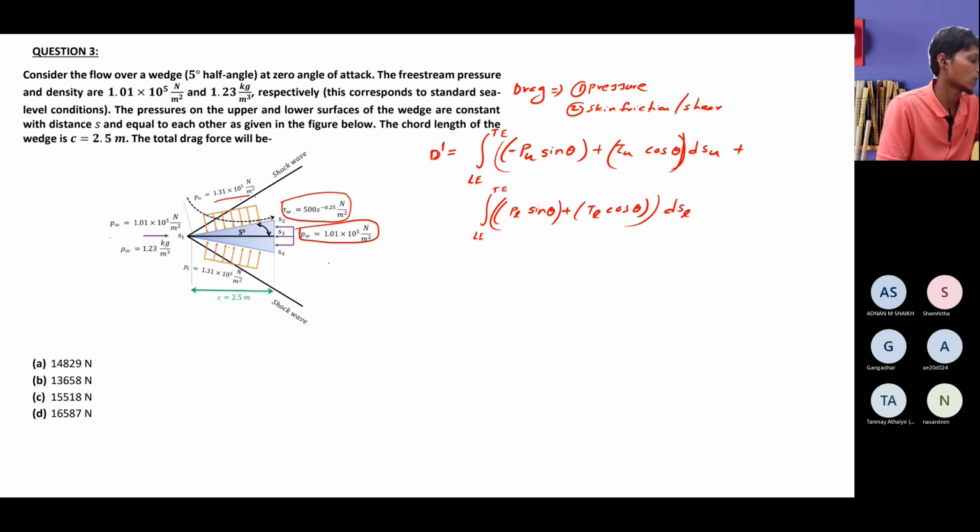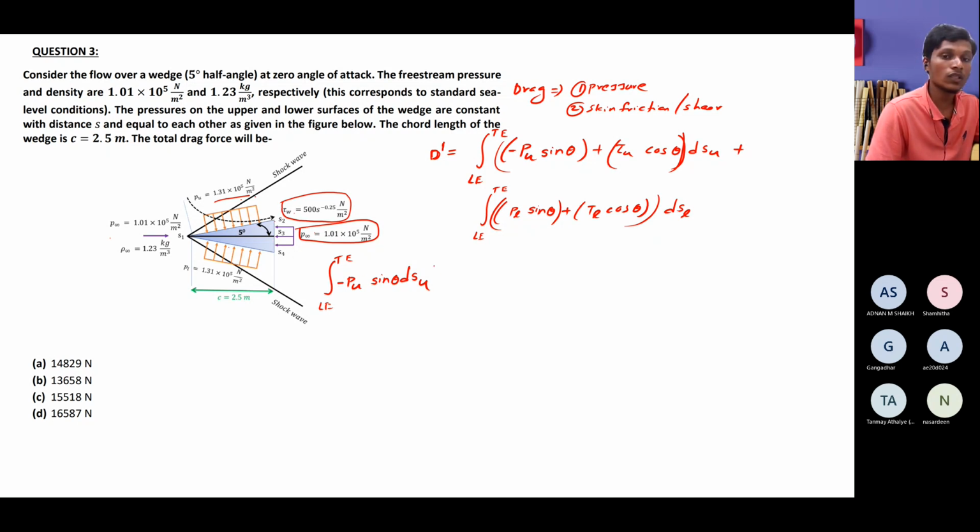So let's divide the pressure and shear stress components to solve this simply. Let me write the pressure component, from the leading edge to the trailing edge: minus p_u sine theta ds_u. Note that here the minus is because of the normal force component of the pressure. Here you can see it is acting in the downward direction. If you take a component of it, it acts in a downward direction on the upper surface. That is what this negative represents.